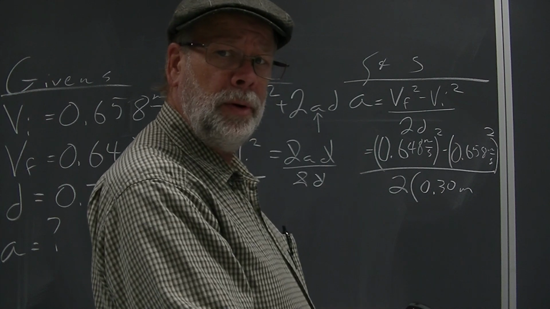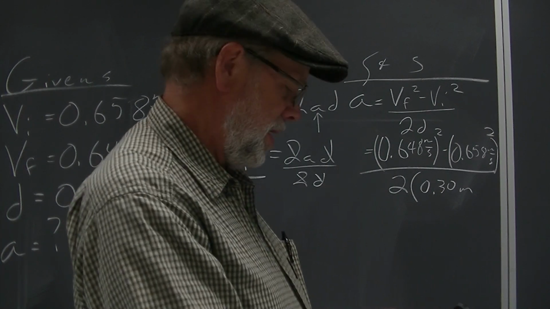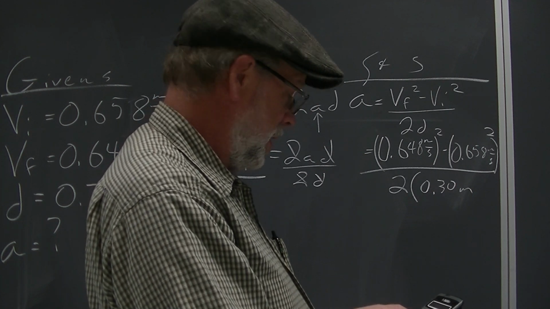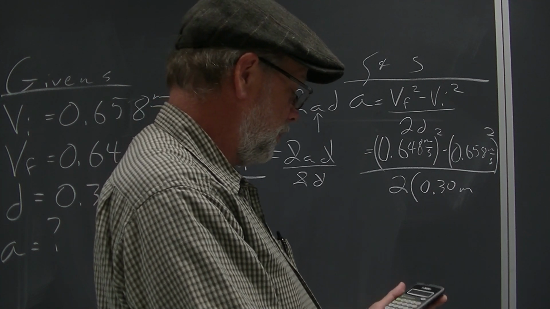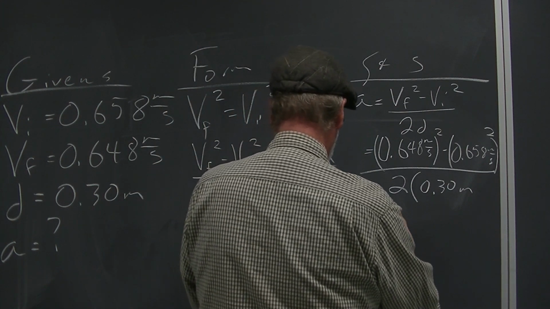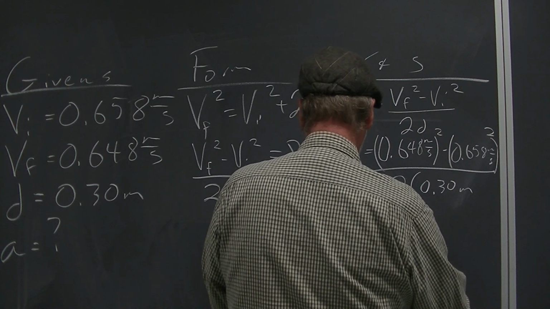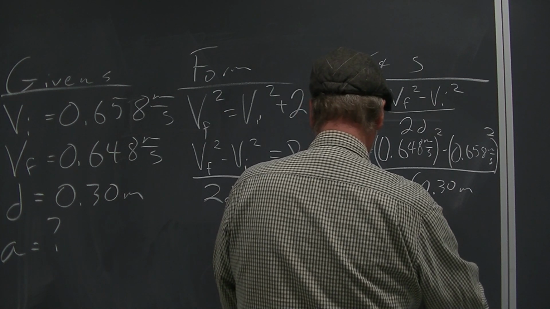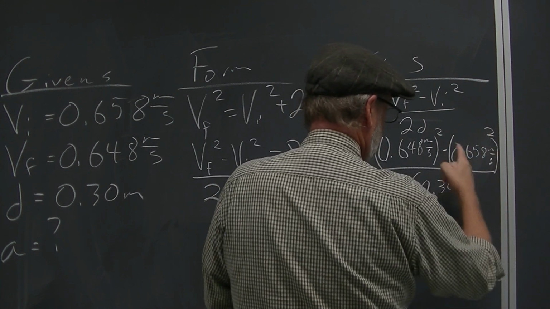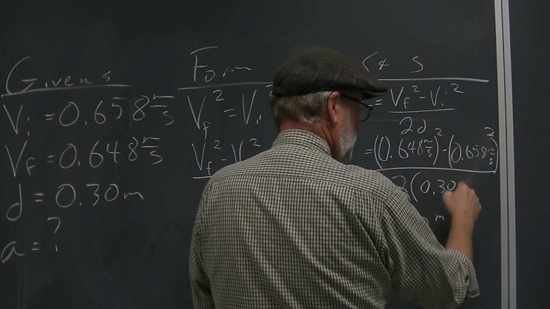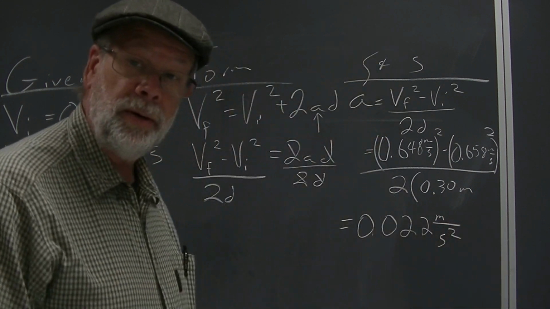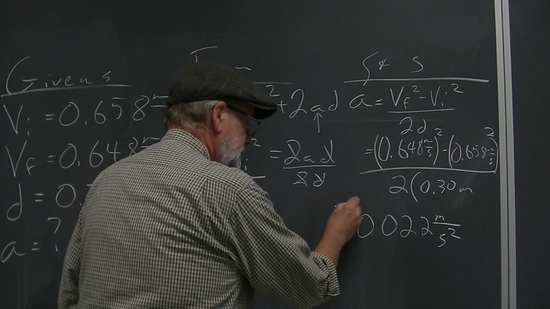I have a negative number. Why do we have a negative number? We'll get to that. Divided by 2, divided by 0.3, equals 0.022, we'll just round it there. What does this come out to be? Meters squared over seconds squared divided by meters comes out to meters per second squared. So that's our acceleration. And it's negative.